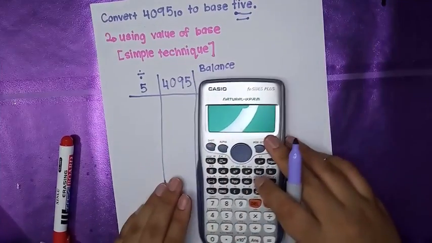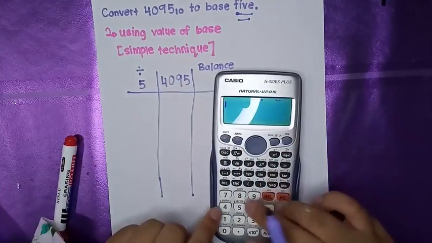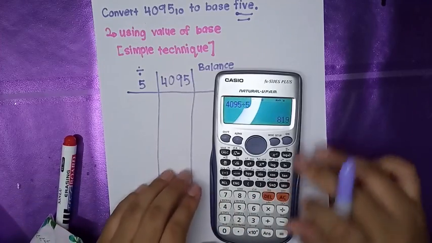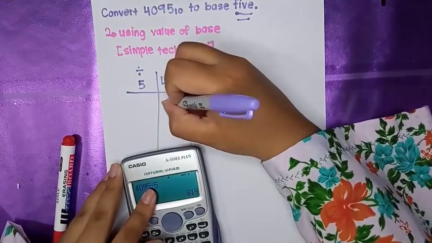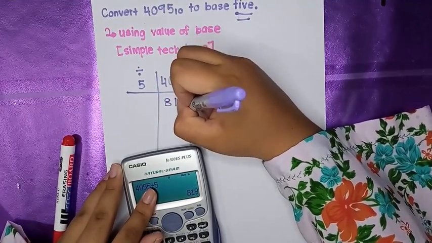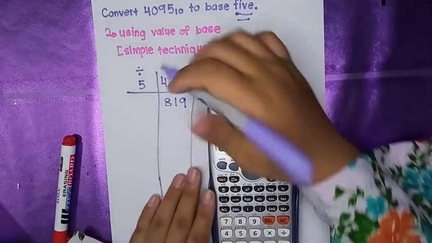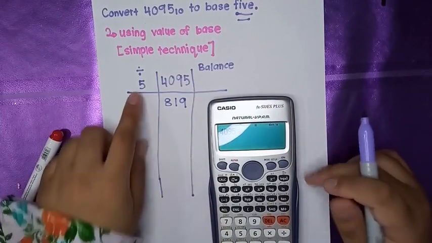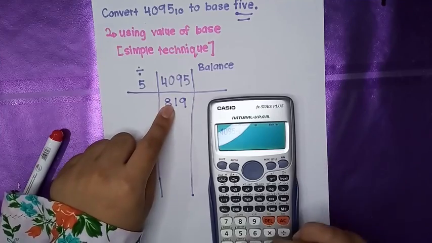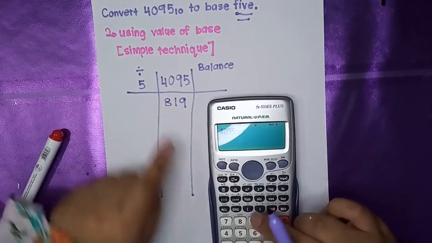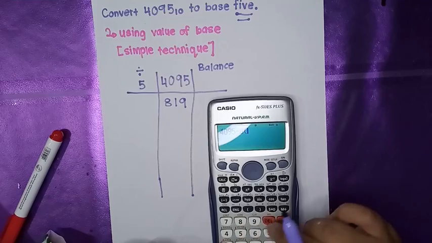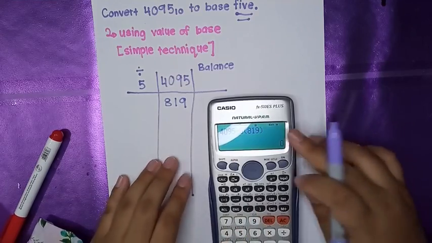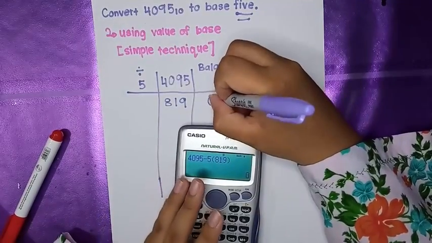4095 divided by 5, we get 819. For the balance, we check 4095 minus 5 times 819. Okay, the balance is 0.